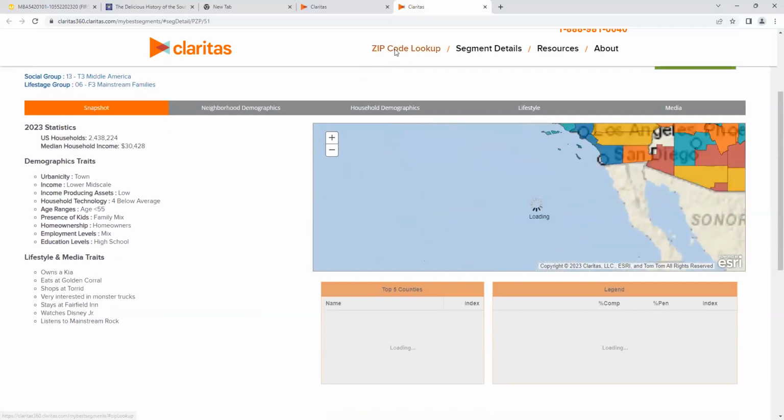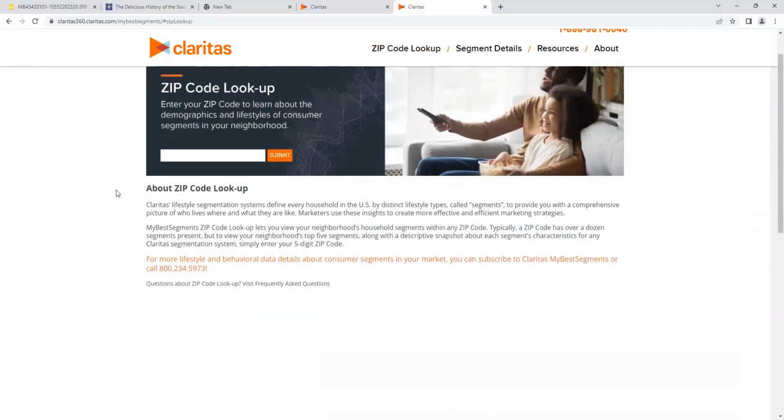So this is close. Anybody got another zip code? Only the US, or do they do Canada as well? No, it's only United States zip codes.